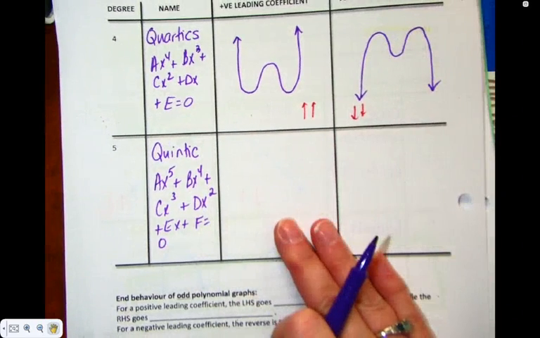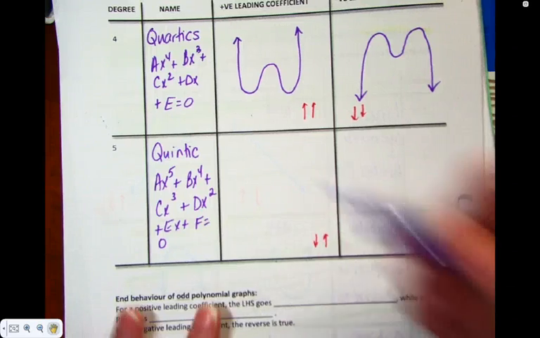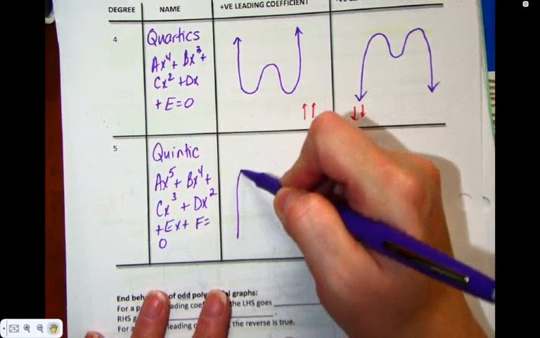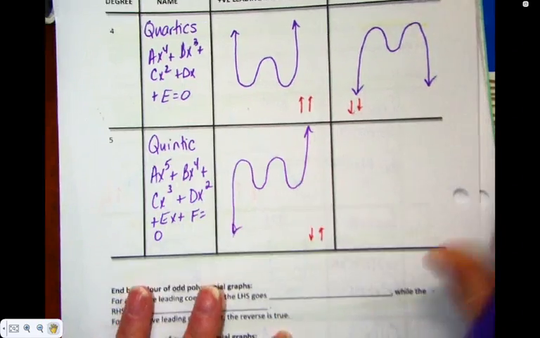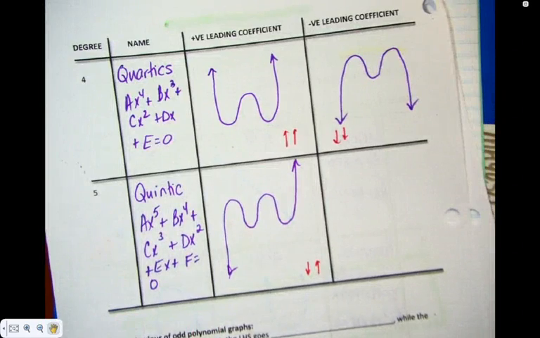What do you think is going to happen here? 4 of them. So it's going to start from the bottom. Max, max, min, end at the top. Crazy, looks like a camel.